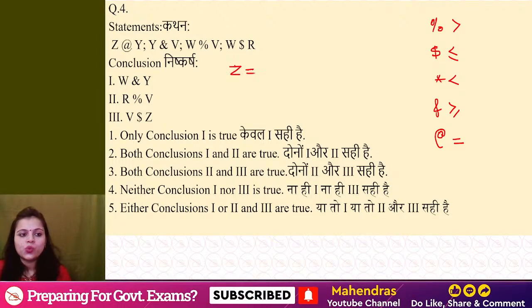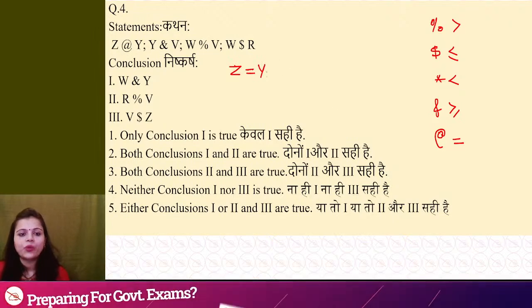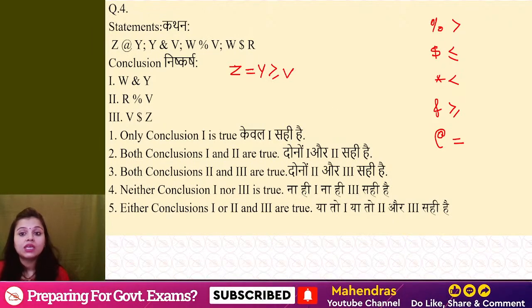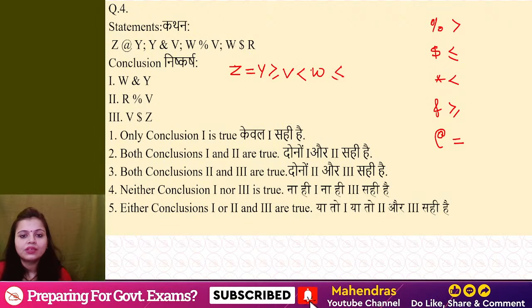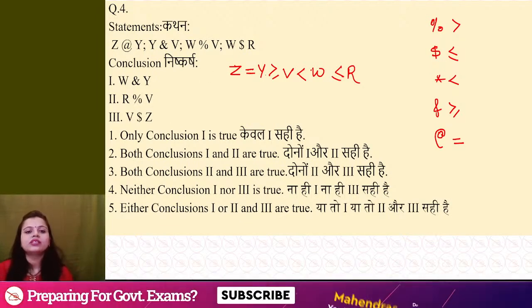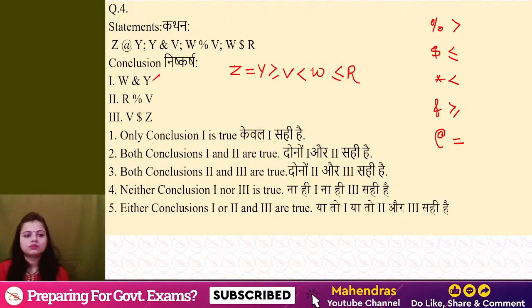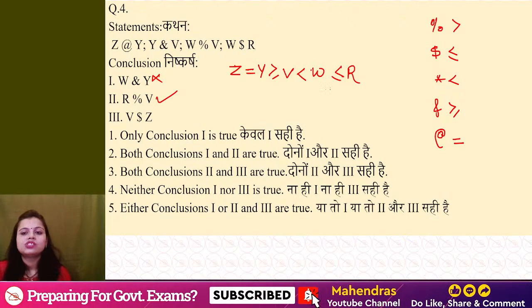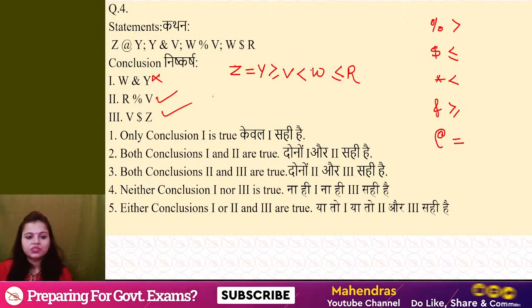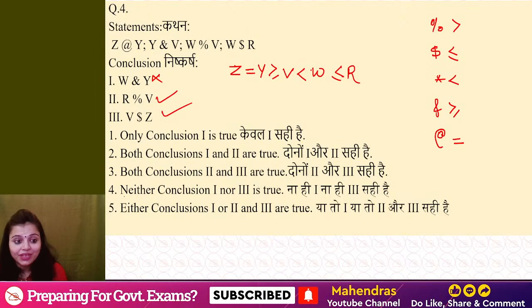Z is equal to Y. Y is greater equal to B. W is greater than V. And W is less equal to R. So first one is greater equal. W is greater equal to Y. No. Second, R percentage. R is greater than V. Yes. Dollar is less equal. V is less equal to Z. Yes. So answer will be option number 3.